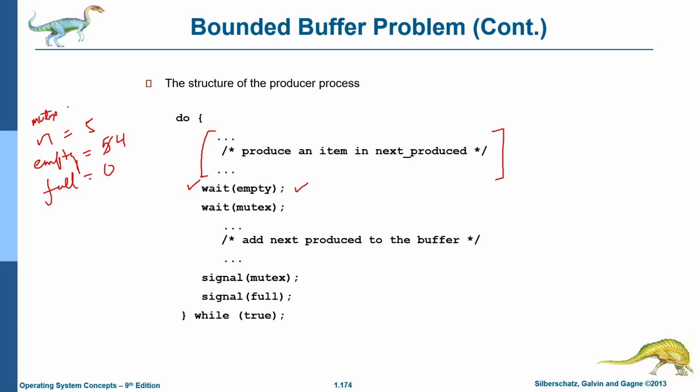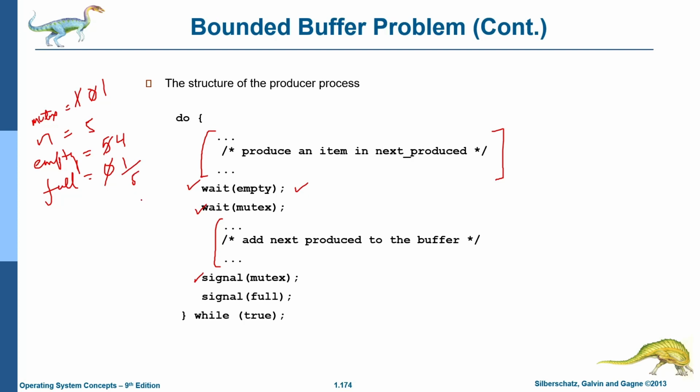There is a mutex binary semaphore whose value is 1. This wait mutex will make this 1 as 0. Then the producer will add the item to the array. After adding the item to the buffer, it will signal mutex. Mutex becomes 1 again. It will not signal empty, it will signal full. Why? Because now there is one filled up value, full will become 1. Again, you see 4 plus 1 is 5.